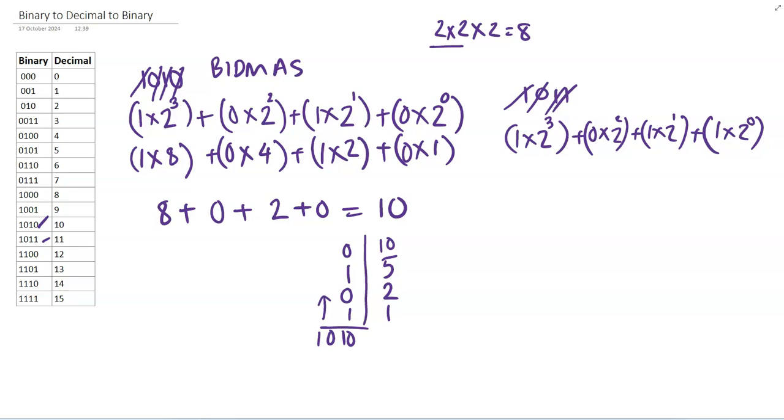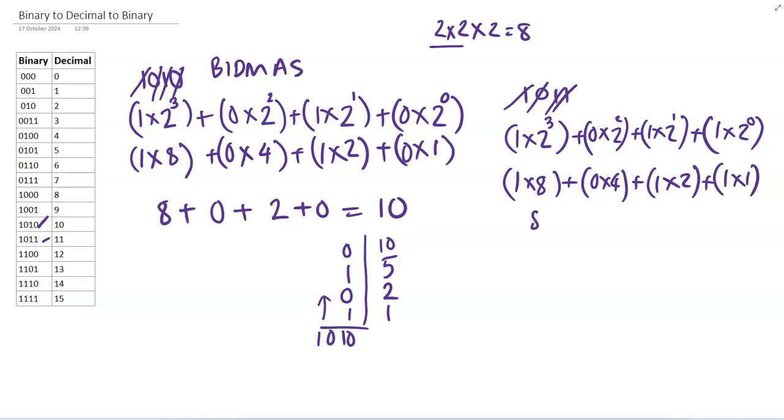plus the last one, 1 times 2 to the power of 0. Then you do the math, which is 1 times 8, and you put that in bracket, and then 0 times 4, you put that in bracket. You can just say 0, whatever there's 0, but we're showing all the steps so that it becomes something easy for you to practice and get familiar with. 1 times 2, and then plus 1 times 1.